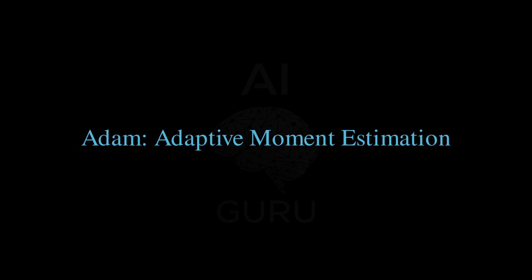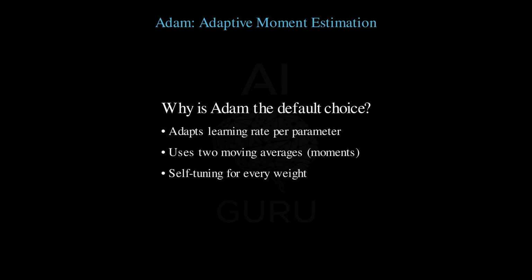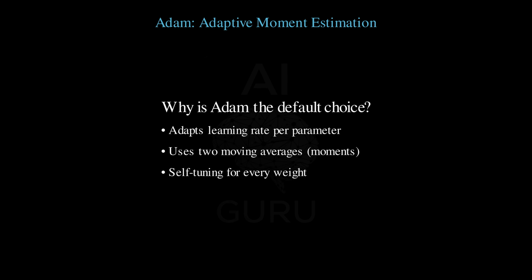Momentum was a huge breakthrough, but it was replaced as the modern gold standard by Adam. Why did Adam, adaptive moment estimation, become the default choice? And what makes it truly adaptive compared to traditional momentum? Adam is superior because it adapts the learning rate for each individual parameter, each weight in the network. It doesn't just apply one global momentum value, and it achieves this by maintaining two moving averages, known as the first moment and the second moment.